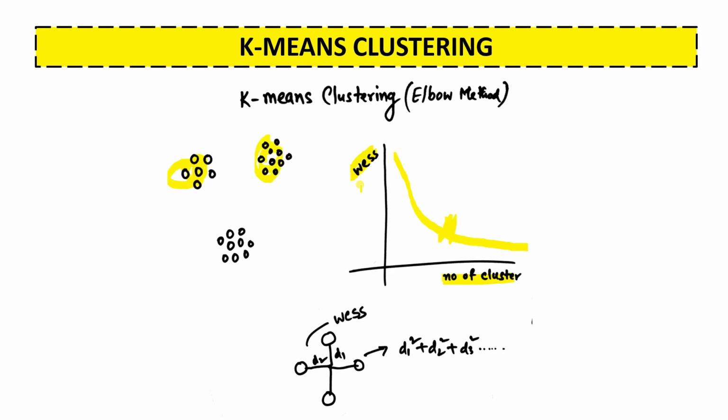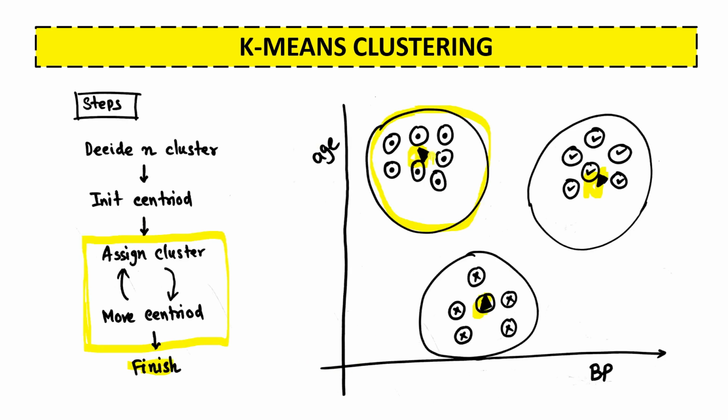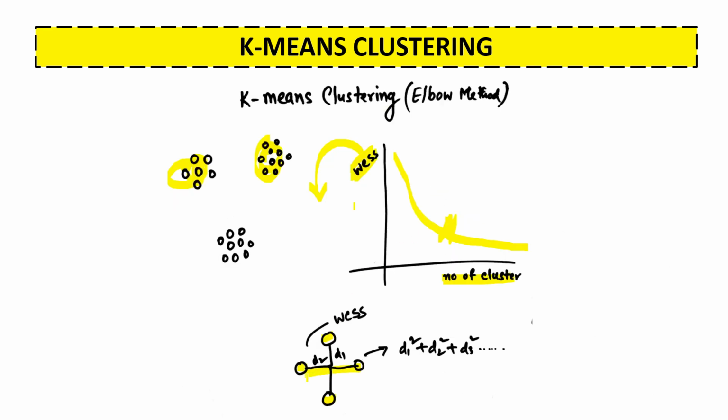Now, how can you calculate this WCSS? We know the full meaning of WCSS is within cluster squared sum. Let's say we have 4 data points. We need to calculate the centroid for each cluster. Then we calculate the distance, square it, and do the summation. This is called the WCSS, the within cluster squared sum. Using this formula, we can calculate the WCSS.